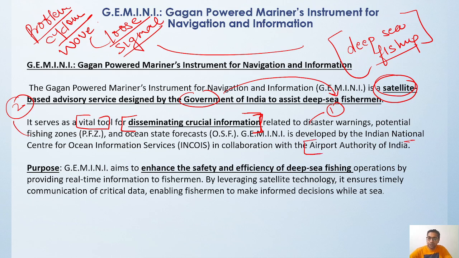Okay, so this was developed by our Indian National Center for Oceanic Information Services with the help of the Airport Authority of India. So the satellite data will be disseminated into their devices, whether it is a phone or a tablet. Okay, so this will help in enhanced safety and a much more efficient way of deep sea fishing, because whenever they are out there, they will be getting real time information. Okay, so satellite technologies will be utilized to provide real time data, critical data at a critical time, so that any fisherman who has access to this data can make an informed decision.